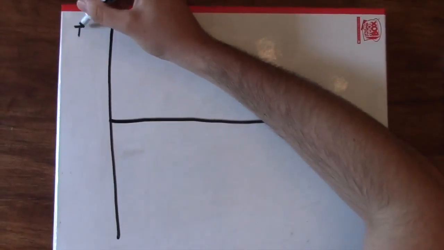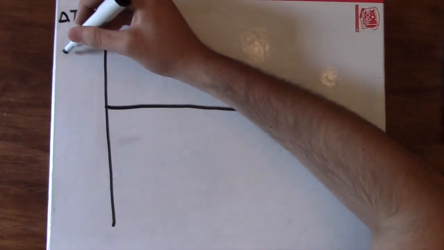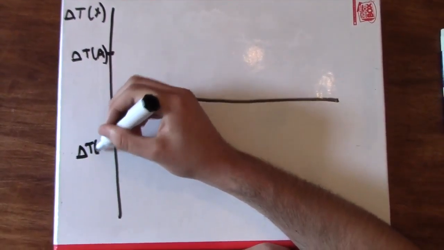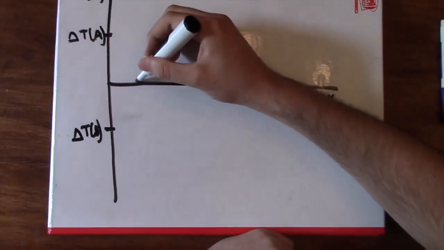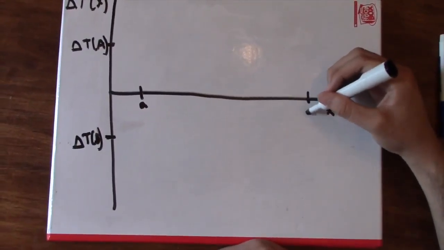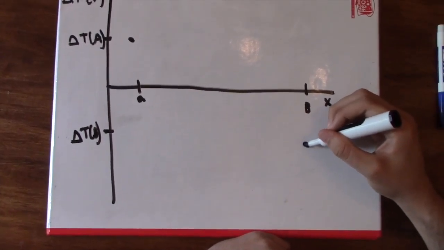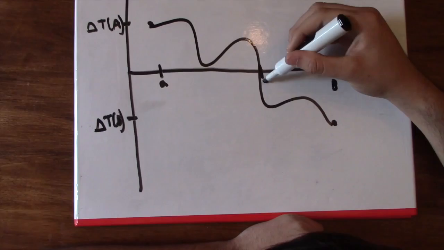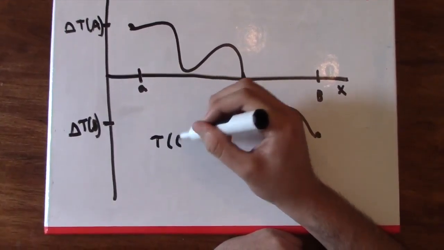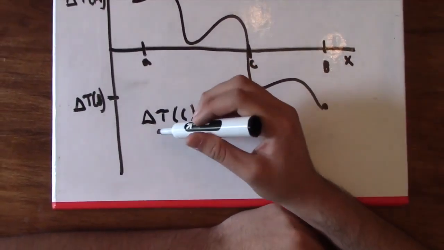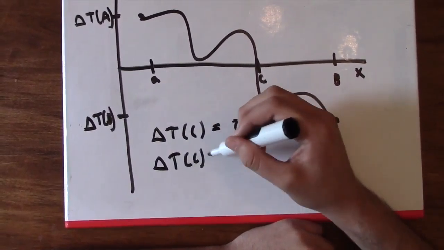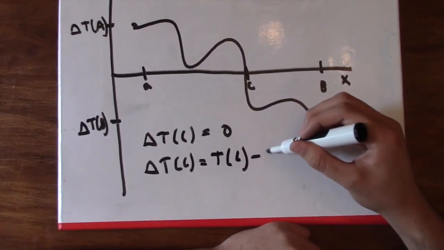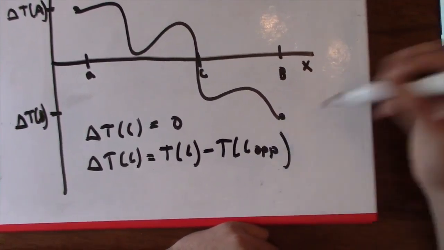This graph shows change in temperature on the y-axis, and the x-axis represents the position along a cross-section of the Earth. Since delta T of A is above 0 and delta T of B is below 0, the intermediate value theorem states that there is a point C between A and B where delta T of C equals 0. This means that the two antipodal points C and opposite C have equal temperature at this point.